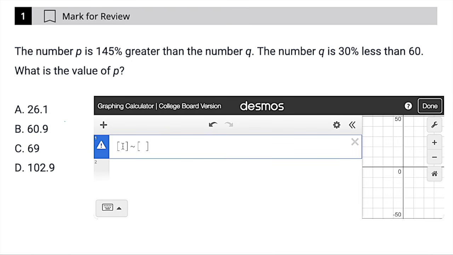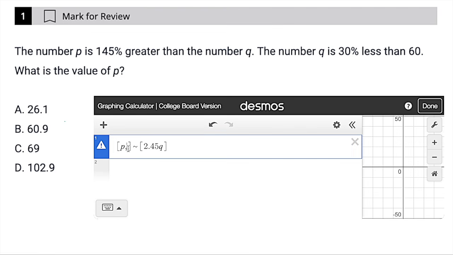P is means P equals. So the left side of our first equation is simply going to be P. And then, on our right side, 145% greater than Q. To add 145%, we would multiply by 2.45. That's because we have 145% that we're adding plus an additional 100%, which is our additional 1. So we get 2.45 times the number Q.